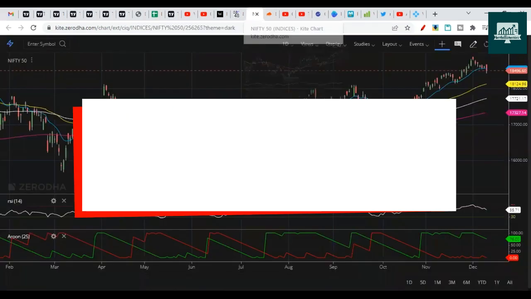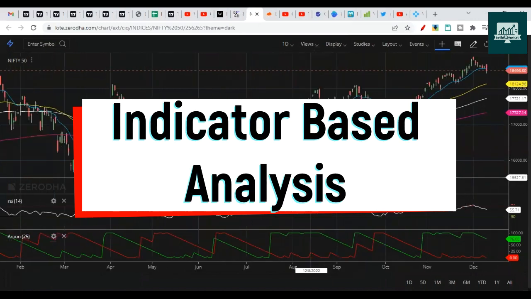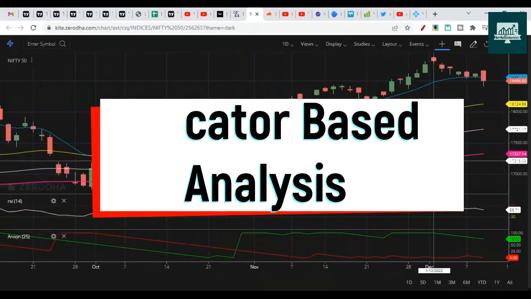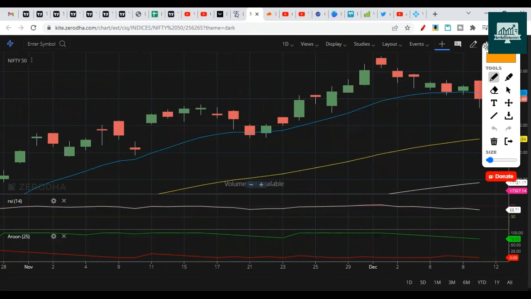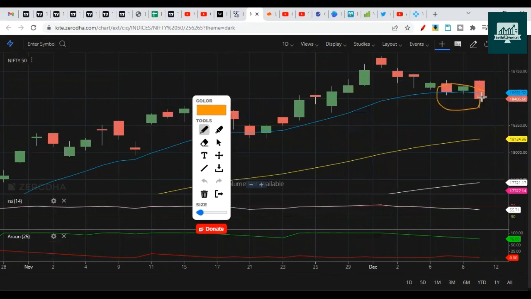First, let's check the indicators based analysis. On indicators front, you can clearly see here Nifty has broken the short-term moving averages. So this is 13 EMA, which is a blue line, and next is 48 EMA. It is coming around 18,124. So somewhere near 18,200, it can come like this if Nifty drops slowly.